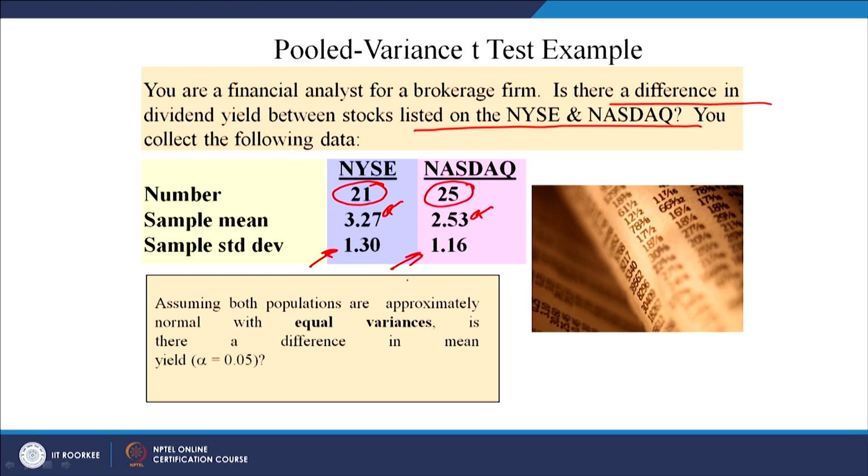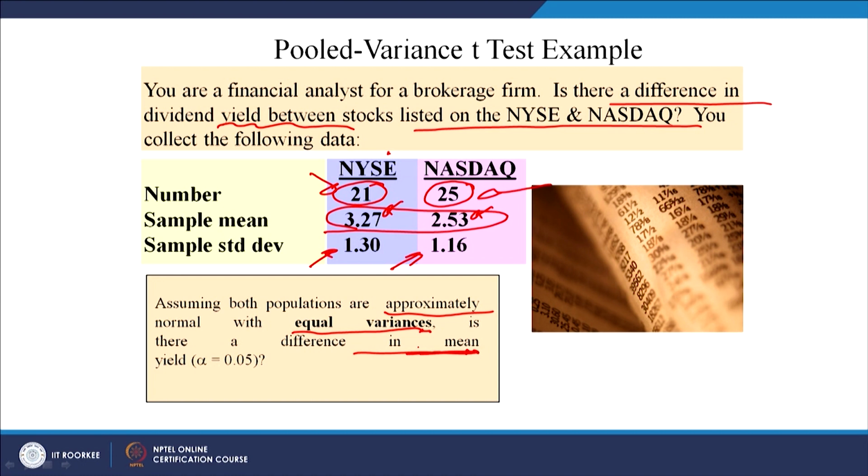Now, what is the question? Is there a difference in dividend yield? It means, is there any difference between the means of these two stock exchanges? You have taken 21 stocks from this stock exchange and 25 from this one, and you are comparing the means of these stocks. Assuming that both populations are approximately normal with equal variances, is there any difference in mean yield?